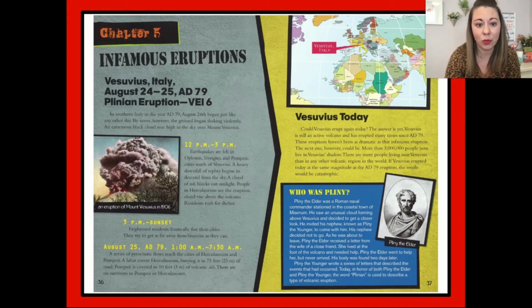And then August 25th, AD 79, 1 a.m. to 7:30 a.m. So now we're early in the morning. A series of pyroclastic flows reach the cities of Herculaneum and Pompeii. A lahar covers the Herculaneum, burying it in 75 feet of mud. Pompeii is covered in 10 feet of volcanic ash. There are no survivors in Pompeii or Herculaneum. No one survived. Remember, we said that those Plinian eruptions are the most deadly.